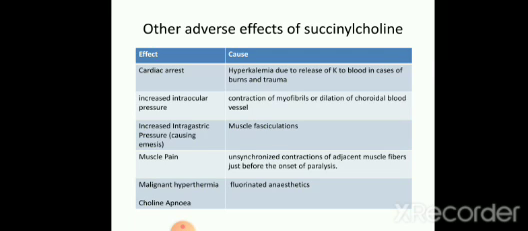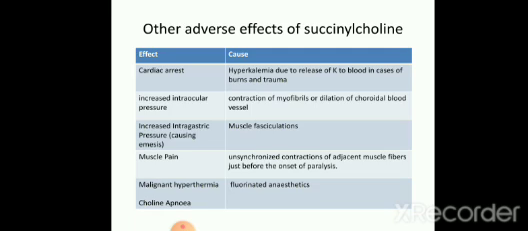Succinylcholine has two other specific adverse effects. Students must know about this. Because it causes depolarization and fasciculation, it may release so much potassium that it results in cardiac arrest. Succinylcholine may result in increased intraocular pressure. It may increase the intragastric pressure also. Because of muscle fasciculation, the patient may have muscle pain. When we use it, these two are very important: malignant hyperthermia and choline apnea.